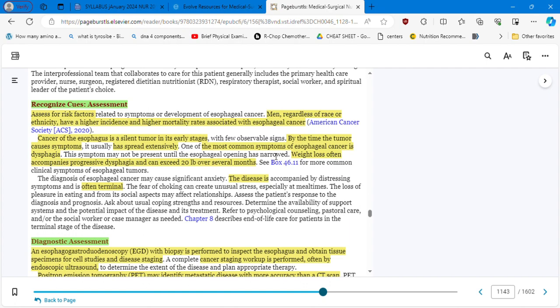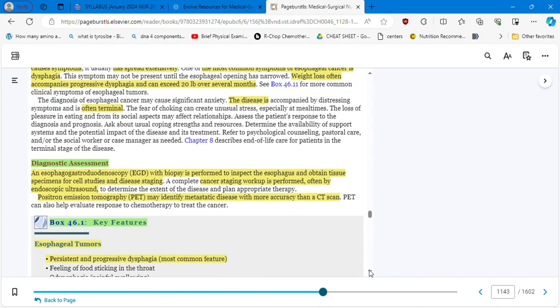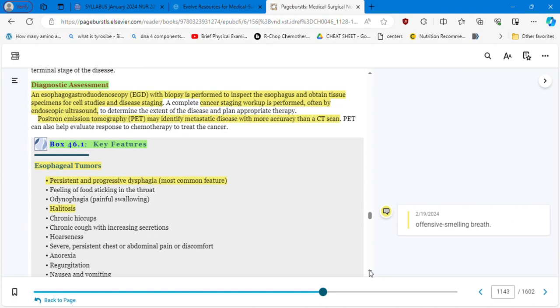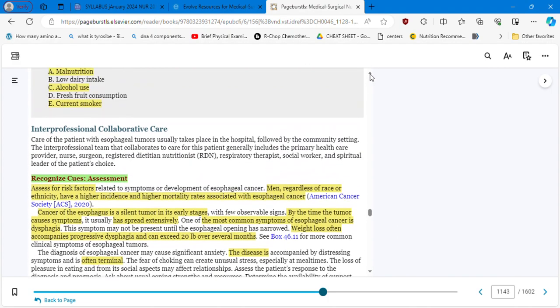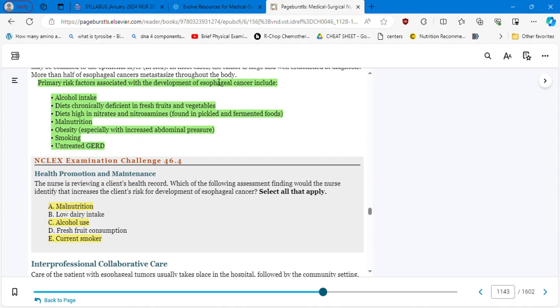The most common symptom of esophageal cancer is dysphagia, difficulty swallowing. Weight loss often accompanies progressive dysphagia and can exceed 20 pounds over several months. The disease is often terminal. That's why I told you it's not a joke. Diagnosis assessment, and you see all the risk factors: alcohol intake, diets chronically deficient in fresh fruits and vegetables, the consumption of foods high in nitrates, malnutrition, obesity, smoking. All these are preventable factors.